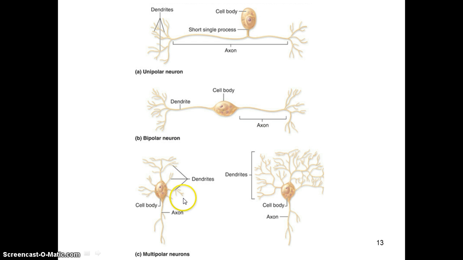And then multipolar neurons. You can see the cell body here has multiple processes extending away from or towards the cell body. Multiple dendrites, but always just one axon carrying the impulse away from the cell body. So here are two different examples of multipolar neurons. Multipolar neurons are basically the motor neurons that we have in our nervous system, somatic motor neurons, and also interneurons are multipolar neurons.